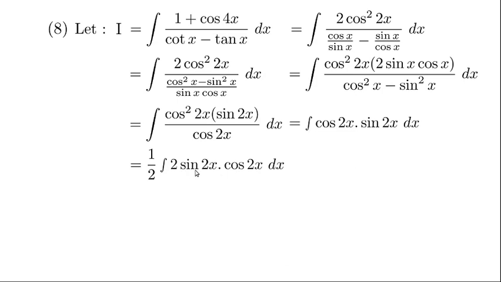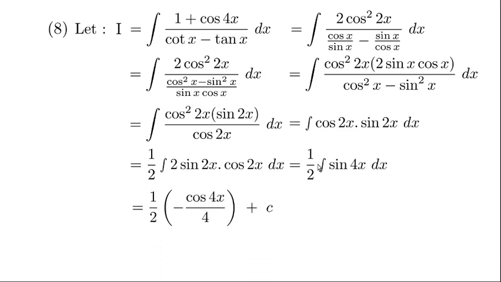This is in the form of 2 sin theta cos theta, which is sin 2 theta. So it becomes 1 by 2 integration sin 4x dx, and integration of sin 4x is minus cos 4x upon 4. So it becomes 1 by 2 bracket minus cos 4x upon 4 plus c. Therefore finally I equals minus cos 4x upon 8 plus c.